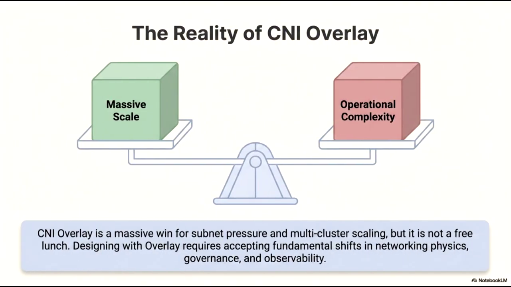The reality of CNI overlay is a story of trade-offs, often visualized as a balance between scalability and management overhead. On one side, overlay networking provides a massive win for addressing subnet pressure and enabling seamless multi-cluster scaling. It allows organizations to bypass the limitations of physical infrastructure to reach a truly massive scale.